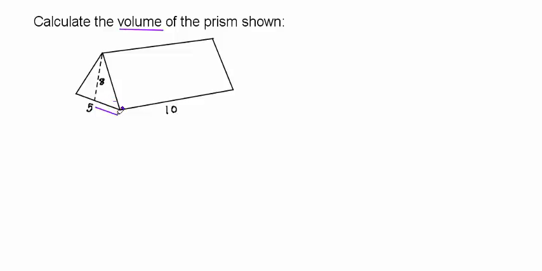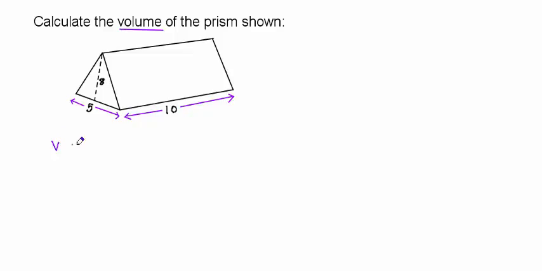So the base of this triangle is 5. It's given. So from here to here, it's 5 units. The unit is not given. We will talk about that when we find the answer. From here to here, the length of this rectangular face, or the length of the prism, is given to be 10. And then, of course, the height of the triangle is 8 units.